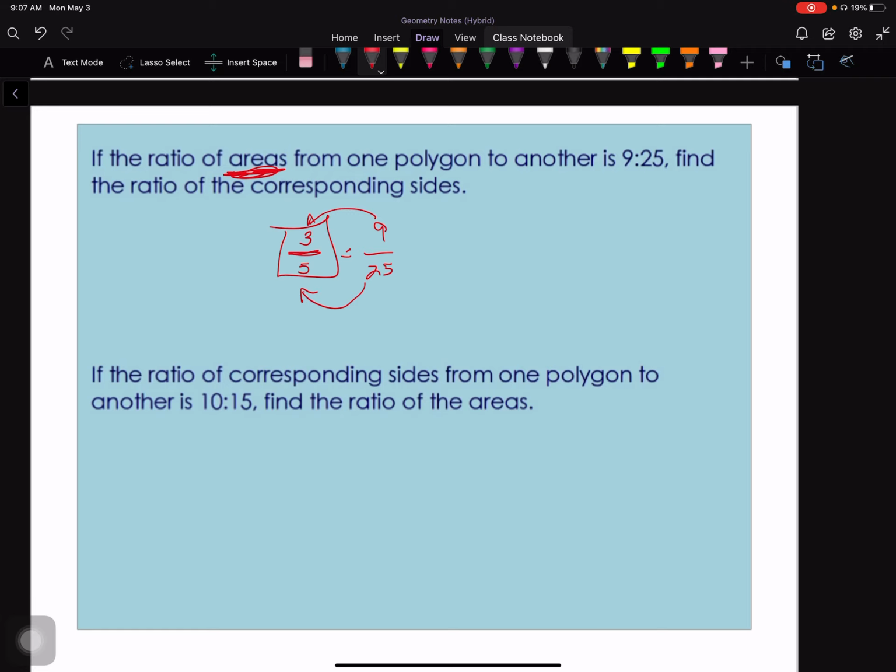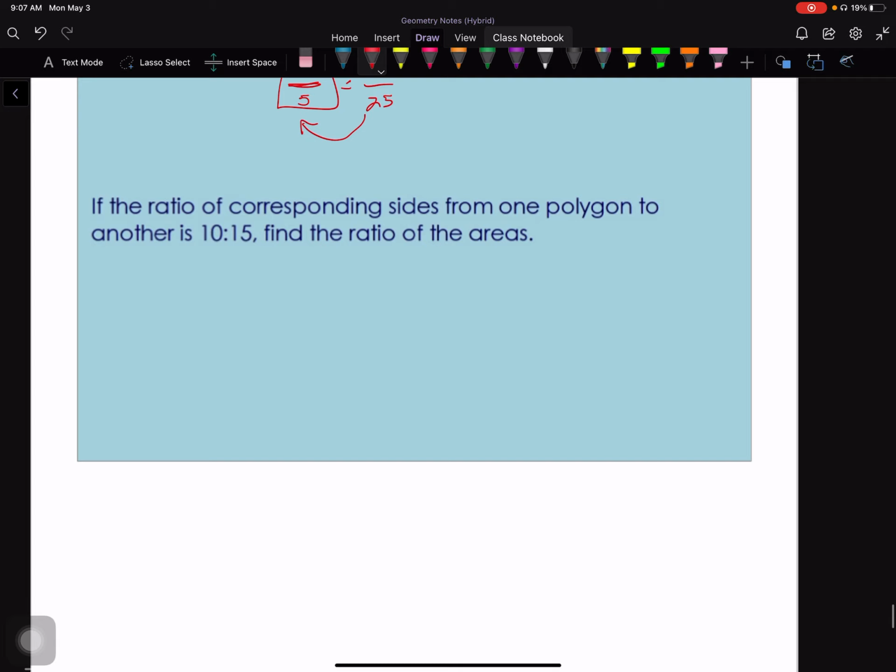So there we go. Okay, the ratio of corresponding sides now from one polygon to another is 10 to 15, so I want to go the other way. So in order to find that ratio, I should probably simplify. So this would be, divide by 5, I get 2 over 3. And now I have to square those, so it would be 4 over 9. And there you go. That is it, section 9.6.